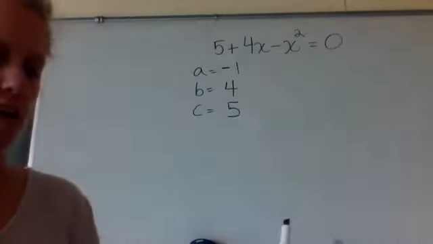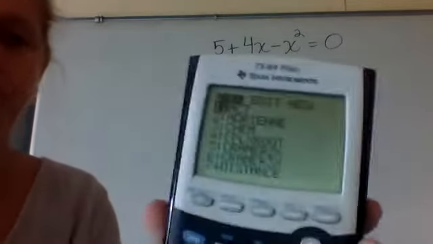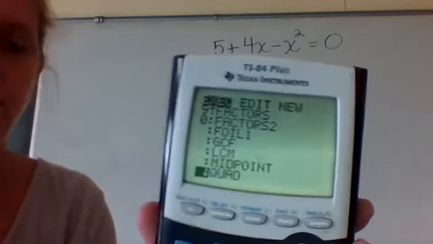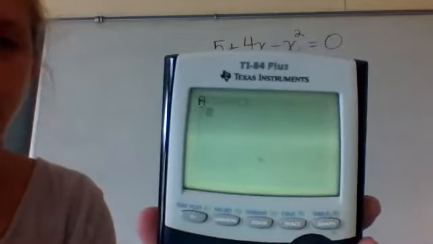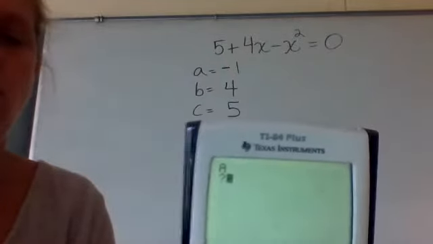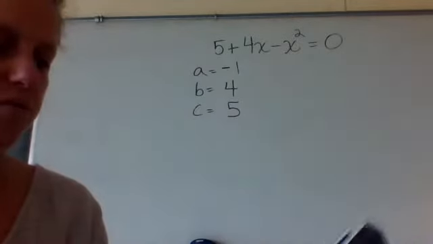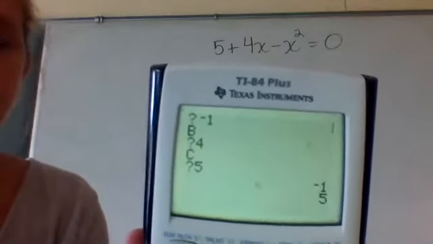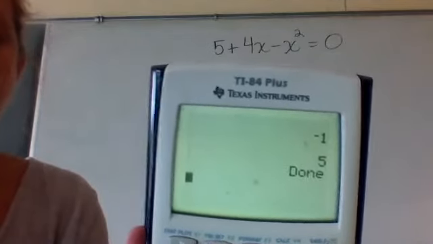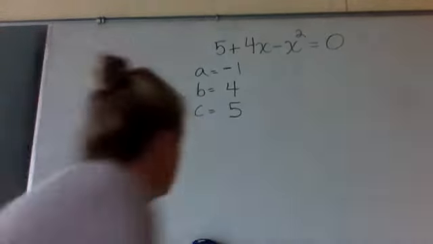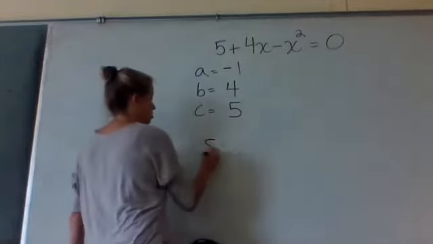So make sure you type in your A, B, and C correctly. So again, let's go to your quad program. So my A is -1, B is 4, and C is 5. So -1, 4, and 5. And hit enter. There are your solutions. -1 and 5 are your solutions. Those are the answers.